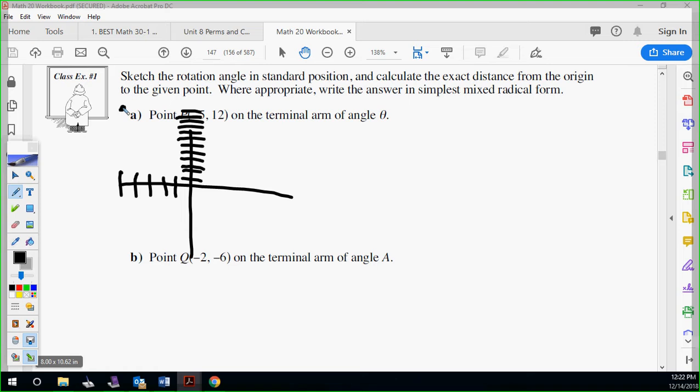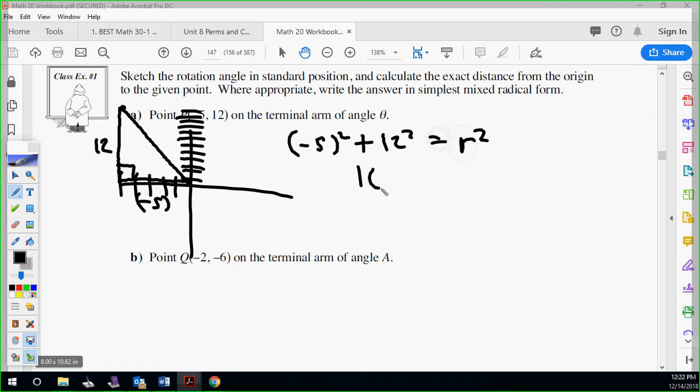It wants to know the point P on terminal arm angle theta, so we're trying to figure out the exact distance from the origin, which is also the radius. How we can do that is, we know what this length is, and we know what this length is. We have a right triangle. This length is 12. This length is negative 5. It's technically 5, but when you square it, it's going to go away either way. So I'm going to go negative 5 squared plus 12 squared. Again, you can put 5; I'm just putting negative for now. Negative 5 squared plus 12 squared is 169. The square root of 169 is 13, which is the distance from the origin for this one. So this is a nice whole number. Any questions on that one?